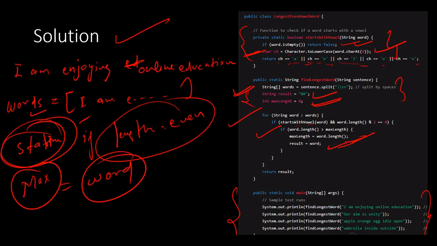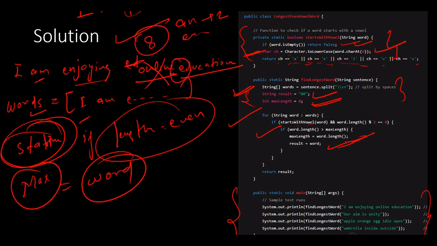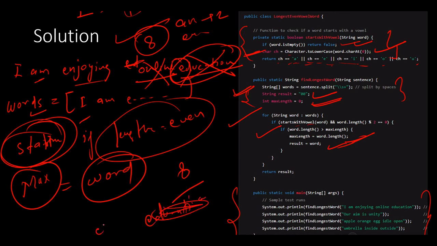Easy. So first it will store I as 1, then am will come and it will store am as 2, then enjoying will come and it will store 8 as length and enjoying as the word. Then online will come, its length is 6, so it will not update. Then education will come, it will check that e is a vowel, that's fine, but the length is not even, so it will be rejected. The answer will be 8 with enjoying. So that would be our answer, and this would be the code.